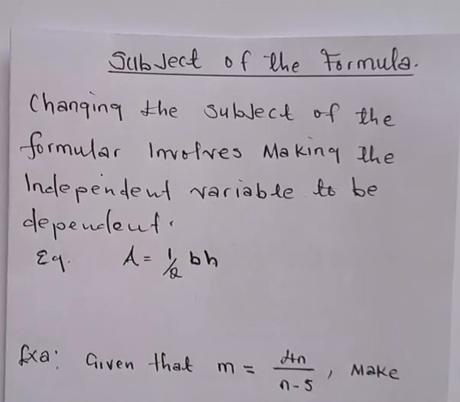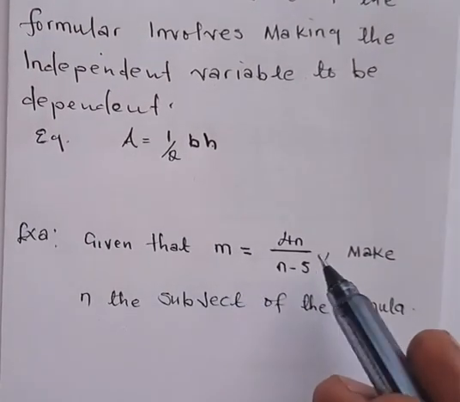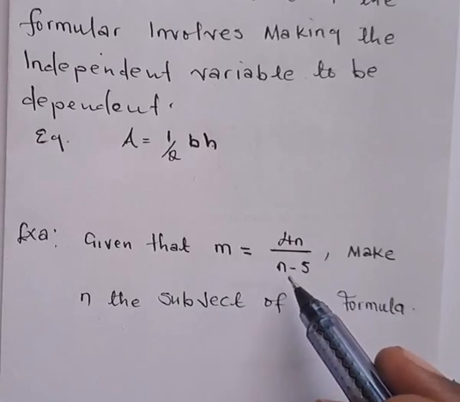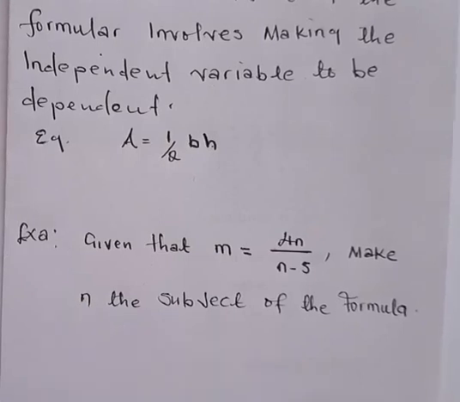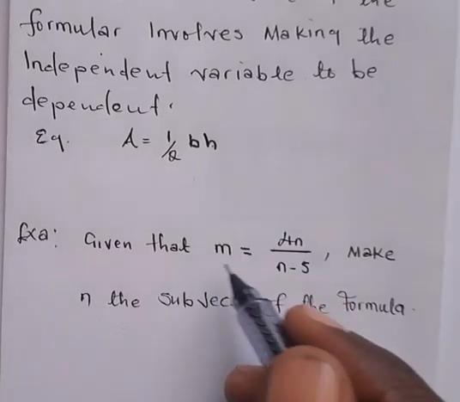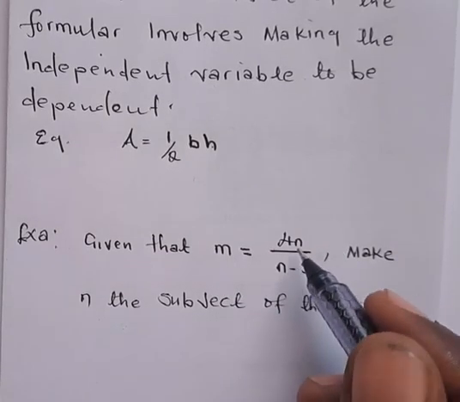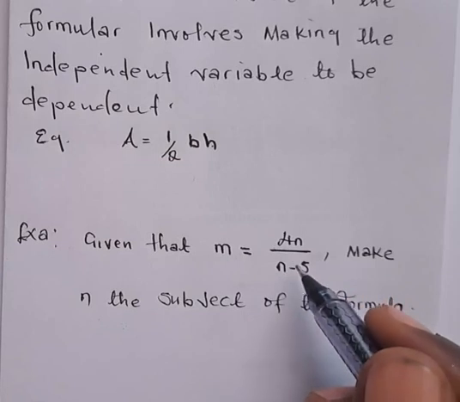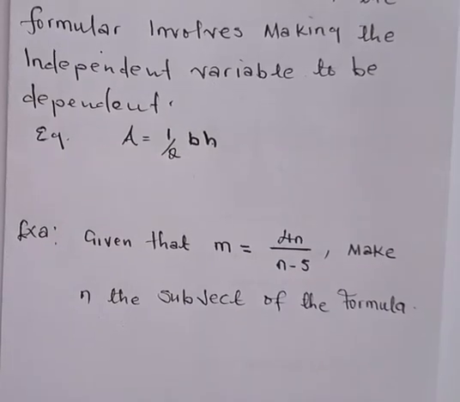So now, how do you change the subject of the formula? Let us look at this example. Given that m is equal to 4n over n minus 5, make n the subject of the formula. The dependent variable there is m, and the independent variable is n. So now we have to make n dependent, and m has to be independent. We can go two ways about this.